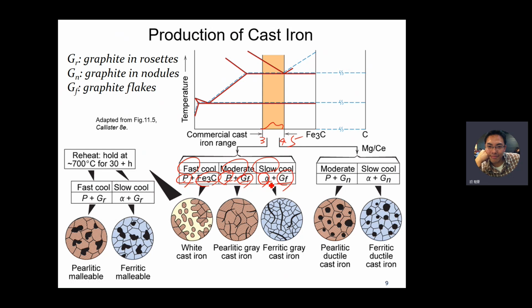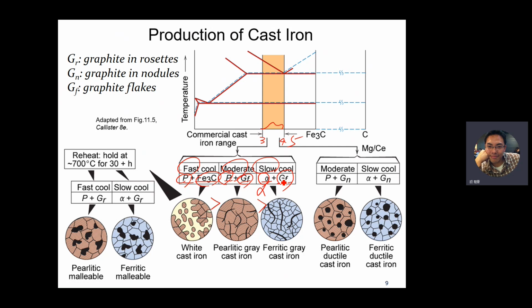Once you see the graphite, once you see the ferrite, alpha ferrite, that means it has higher ductility. Once you see the pearlite or cementite, that means it's brittle. Therefore, the hardness with these three different cooling rates: the hardness of the fast cooling rate is higher than that of the moderate cooling rate, and higher than the slow cooling rate.